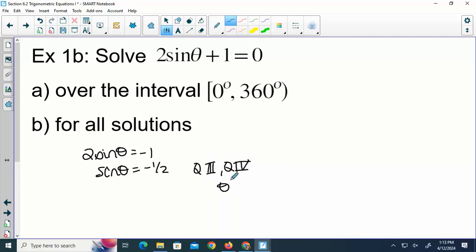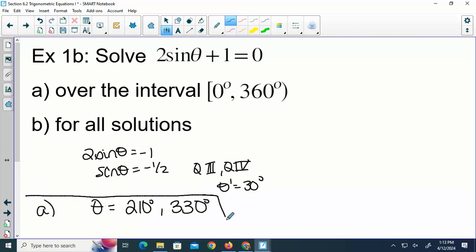Reference angle, when is sine 1/2? 30 degrees. So, 30 degrees in quadrant 3, so 180 plus 30 is 210. In quadrant 4, 360 minus 30. So those are your answers for part A. Everything between 0 and 360. Then for part B, I want all possible. So plus 360.